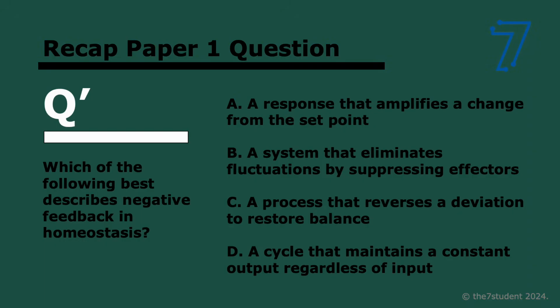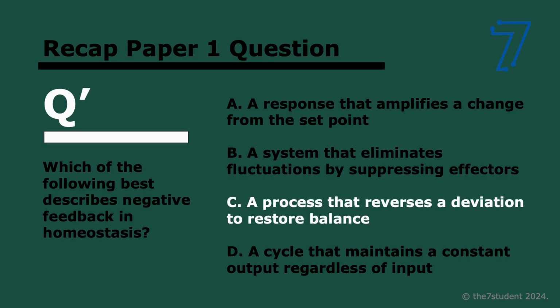Let's do questions, my favorite part. So, which of the following best describes negative feedback in homeostasis? I think this is pretty straightforward. 3, 2, and 1. Pause now. So, it reverses a deviation to restore balance, right? It takes it back to baseline, okay? A response that amplifies a change from the set point is positive feedback. And then a constant output regardless of input is no feedback. And B is just nonsense.